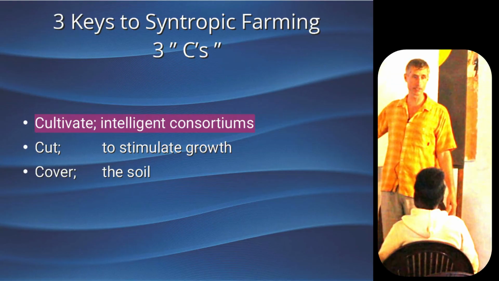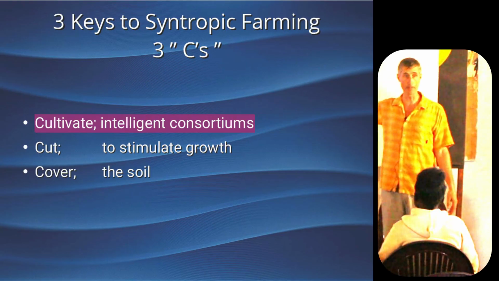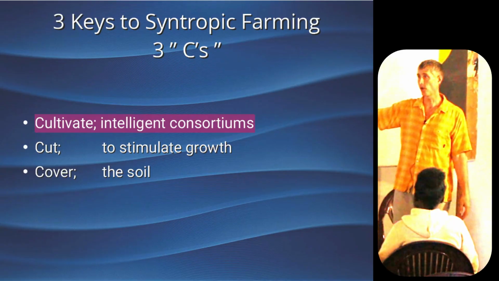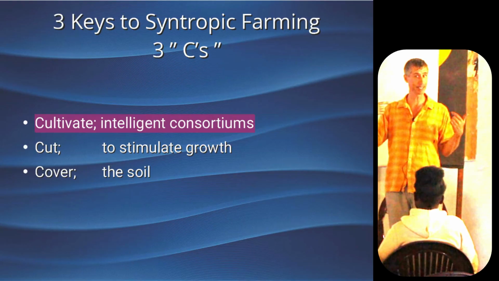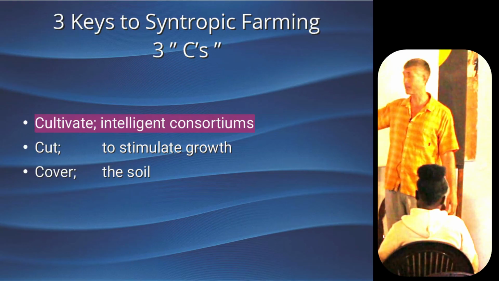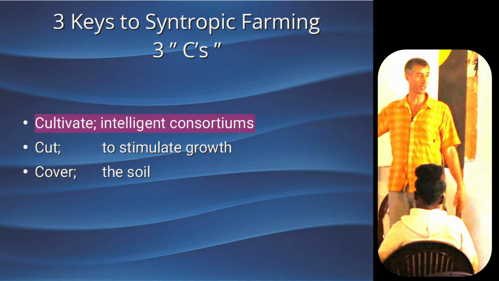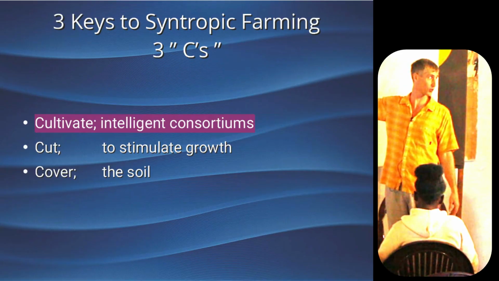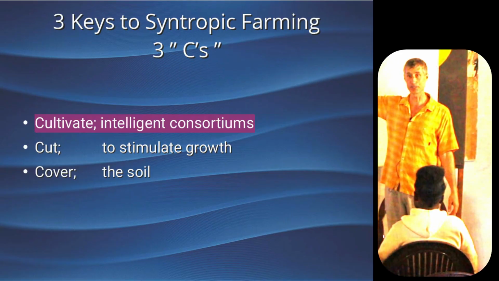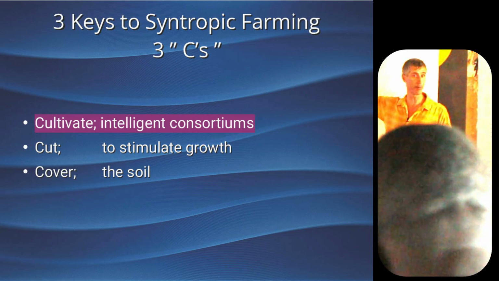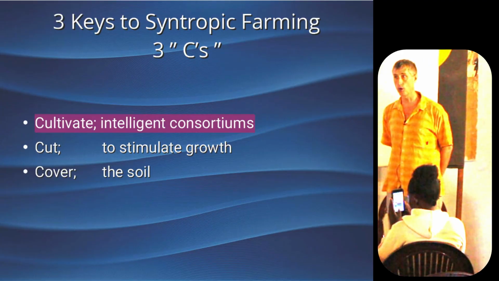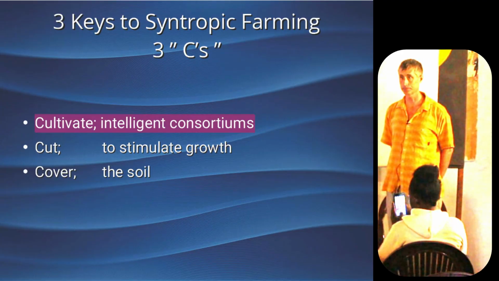And what I find is people can remember these 3 principles, and then when you're in the garden and you're having a problem, you can go back and ask yourself, okay, I have a problem here. Did I cultivate a consortium, or did I miss something? Did I remember to cut when I'm supposed to and manage? Did I remember to cover the soil? And usually your problem's going to be with one of those 3 keys, okay?